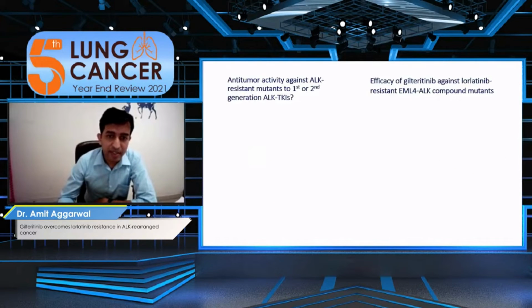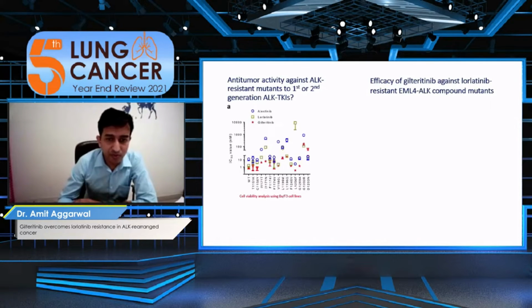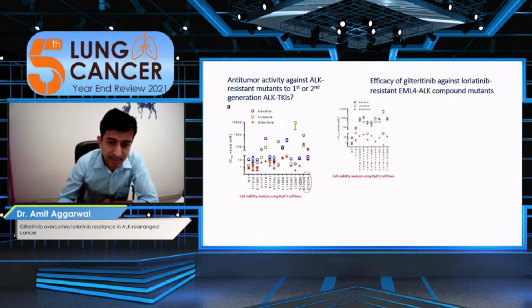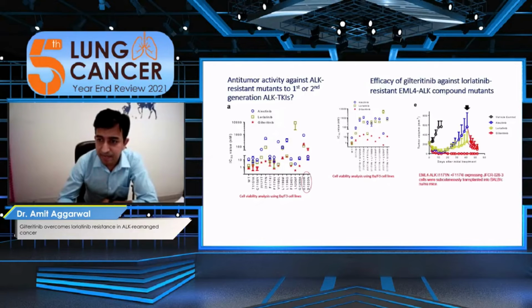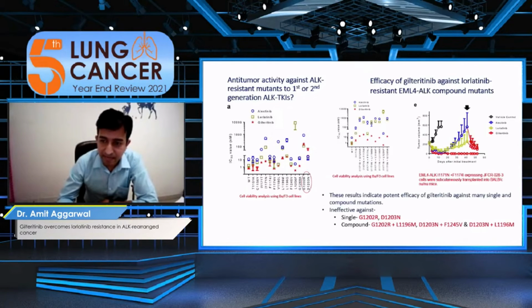Now coming to the question of resistant mutants, we know that after the use of first and second generation ALK TKIs, various simple mutations develop, and gilteritinib showed activity against most of these mutations except for these two. These are the resistant ones, and gilteritinib was also active against the compound mutations. This mouse xenograft model shows activity of gilteritinib against the compound mutations as well.